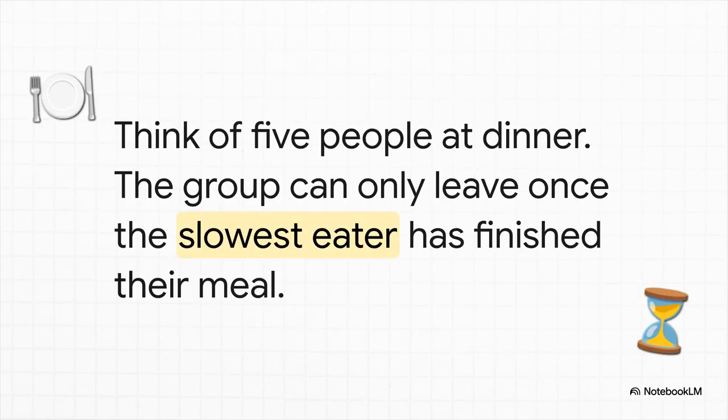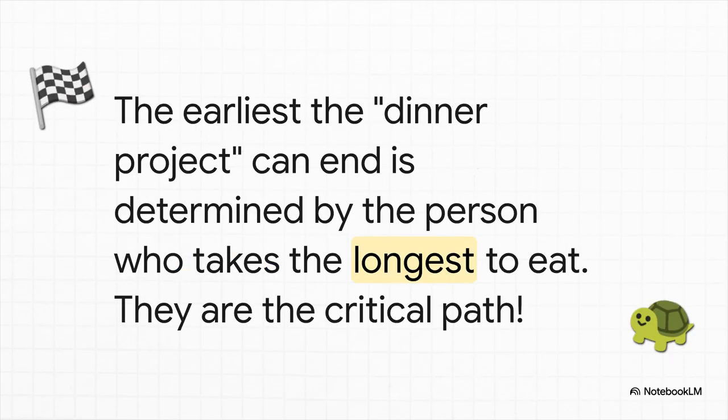Let me give you a really simple analogy. Imagine you and 4 friends are out at a restaurant. You all want to go see a movie afterwards. Now, some of you eat really fast, and some of you, well, you take your time. The project of dinner isn't over until that last person has put down their fork. So, no matter how early everyone else finishes, your group cannot leave until the slowest eater is done. Their eating time is the longest path. That person's timeline controls the entire project's finish time, and that, right there, is the critical path in a nutshell.